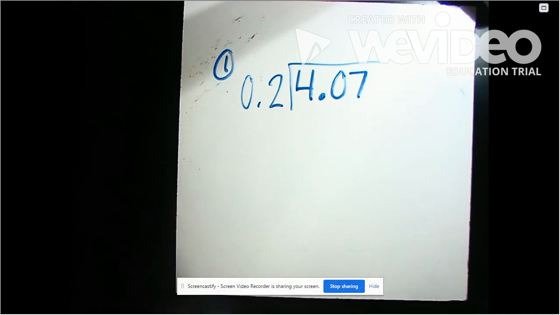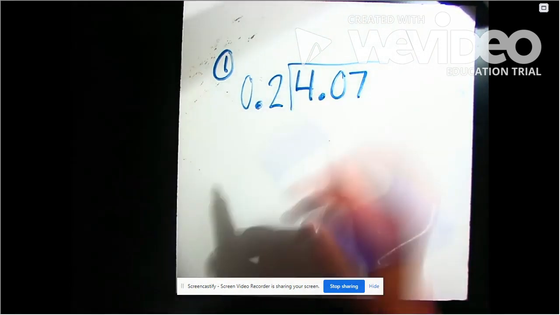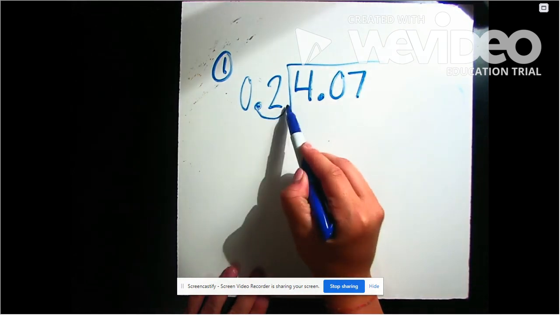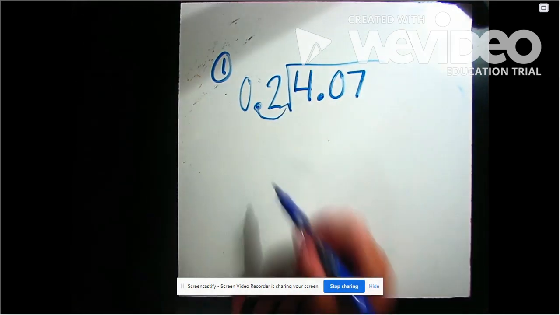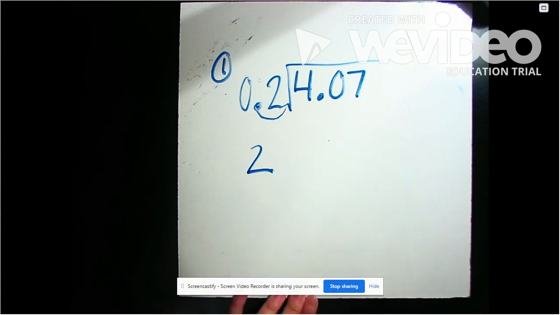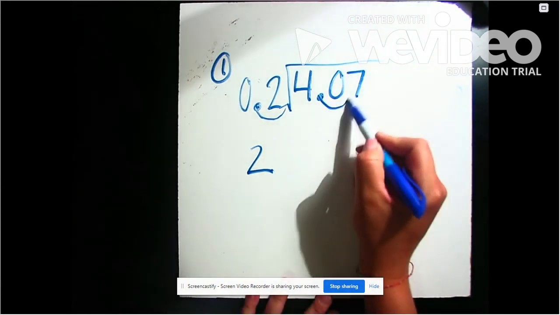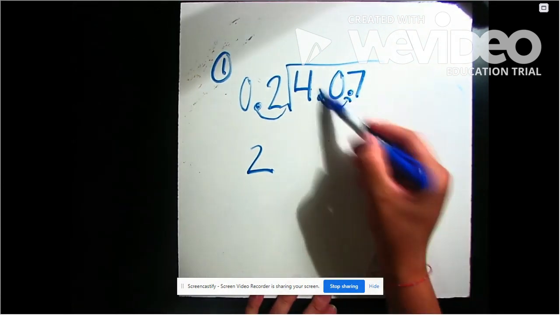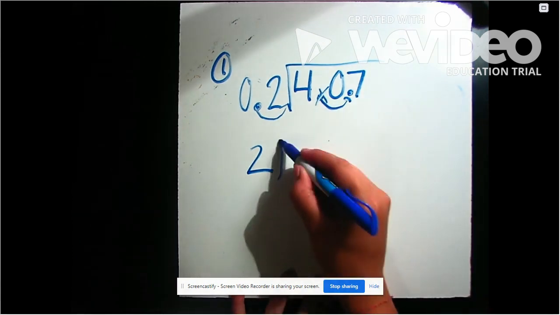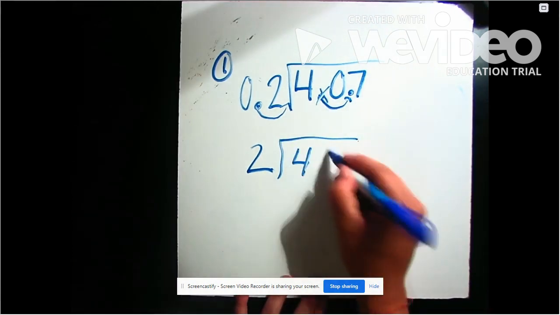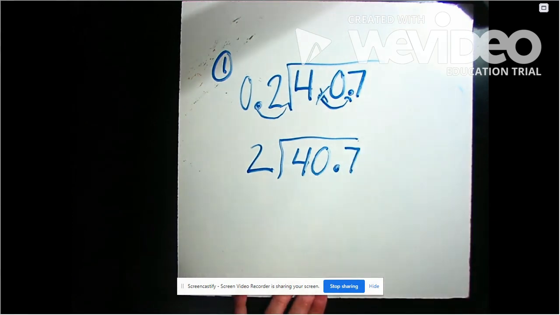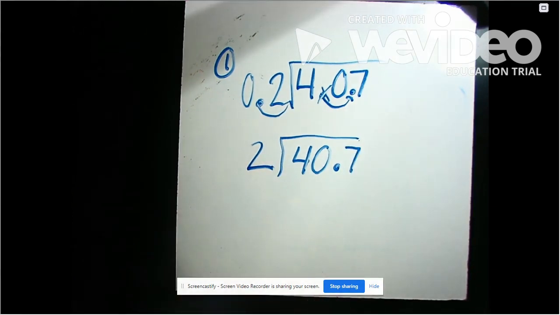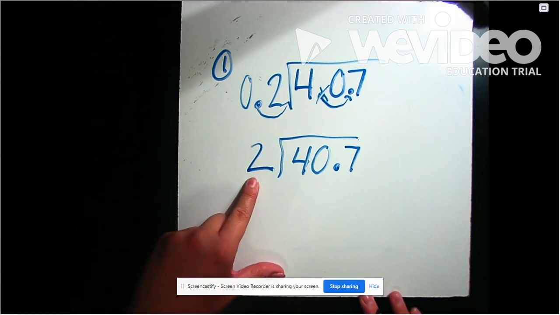So what I mean by that is I can move my decimal over one spot for this to now be 2. Well, if I move my decimal in the divisor one spot, I have to move my decimal in the dividend one spot. Okay, so it's no longer there. So now my problem is 40 7/10 divided by 2. Okay, so now I can do this because I have a whole number in my divisor. That's the number 1 rule.